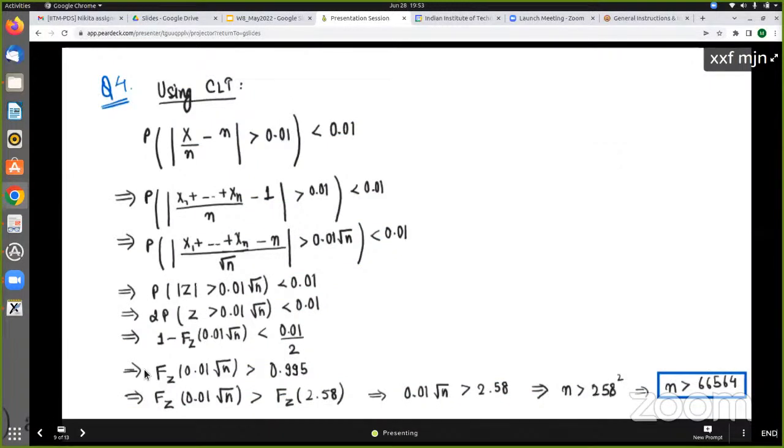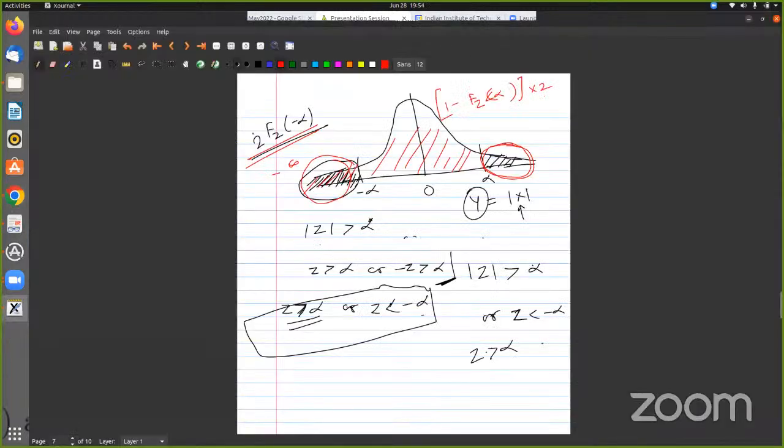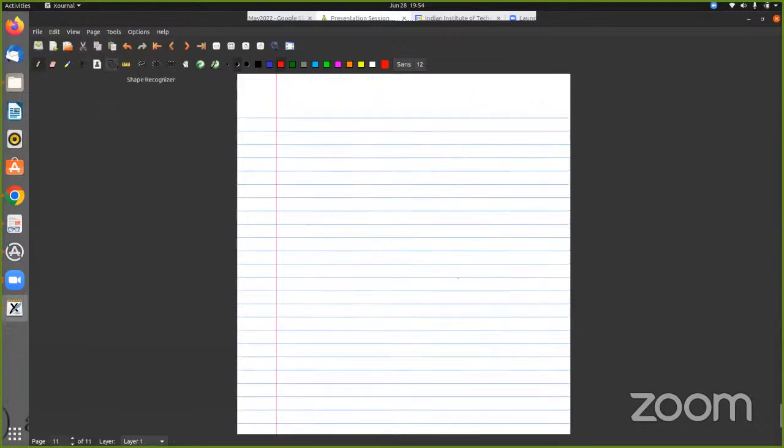Okay, so same thing here. This is 2 times the probability that z is greater than this portion, right? So this is nothing but 1 minus fz of 0.01 root n. This is 2 times 1 minus fz of this. So that 2 goes to the right hand side, so 0.01 by 2. You understand this step? So you understand this, right?